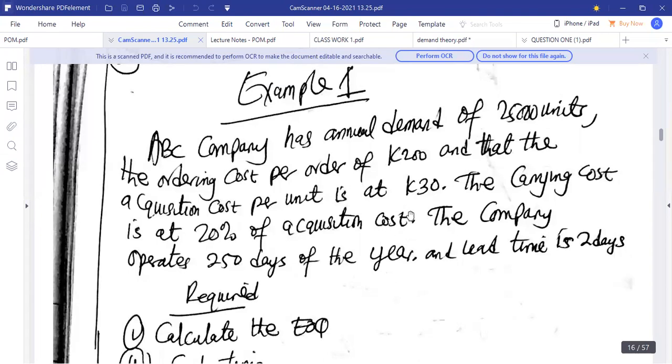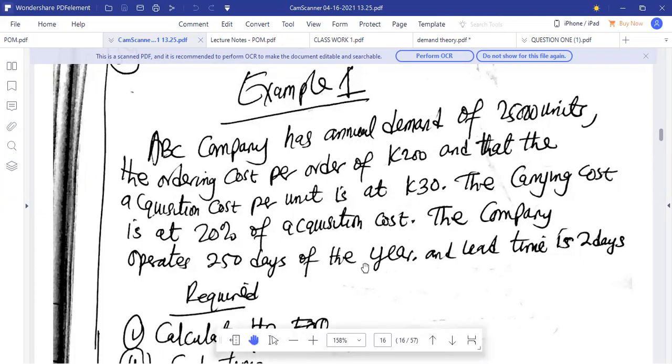Example one: APC company has annual demand of 25,000 units. The ordering cost per order is 200 kwacha, and the acquisition cost per unit is 30 kwacha. So we are acquiring a unit at 30 kwacha. Then the carrying cost is at 20% of acquisition cost. So carrying cost is a percentage of unit price, or a percentage of acquisition cost. The company operates 250 days of the year, and the lead time is 2 days.